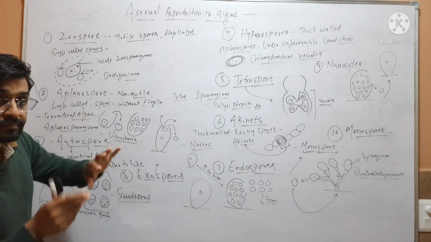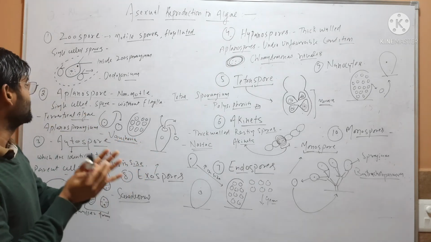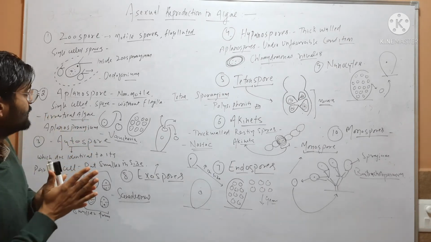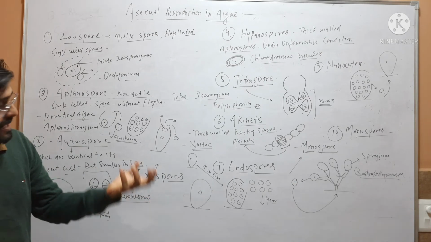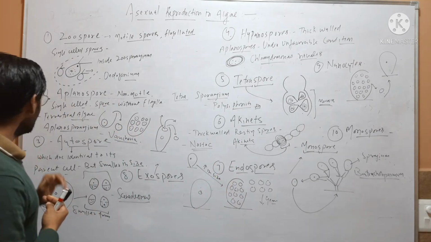Aplanospores are spores which are non-motile, non-flagellated and single celled, found in terrestrial algae. They may be formed singly inside an aplanosporangium or maybe more than one.